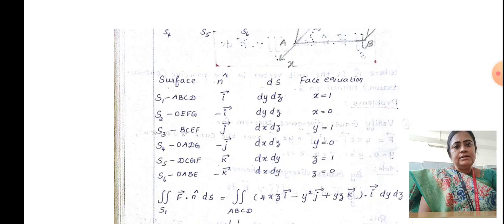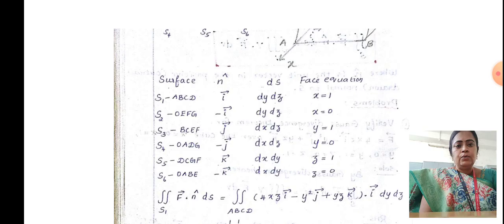Our ds is nothing but dy dz for i vector and minus i vector. Similarly dx dz for j and minus j and dx dy for k and minus k. Our face equation is nothing but upper limit x equal to 1 and lower limit x equal to 0. Similarly y equal to 1, y equal to 0 and z equal to 1, z equal to 0. So first let us find for the surface 1, that is ABCD.